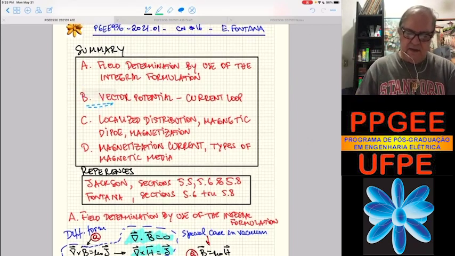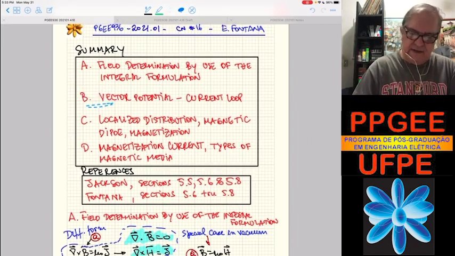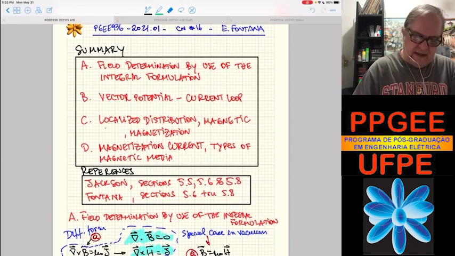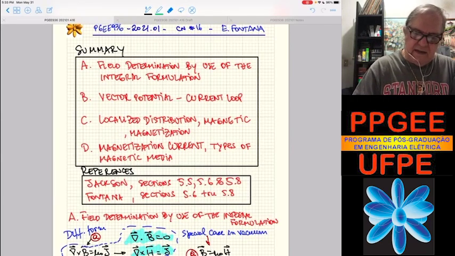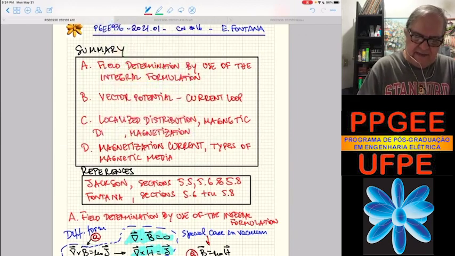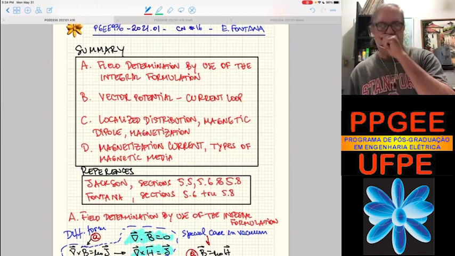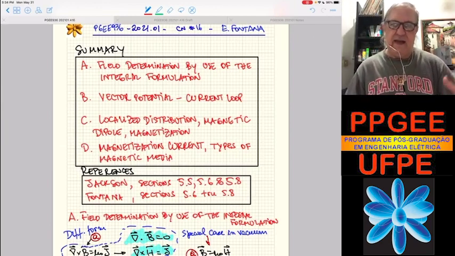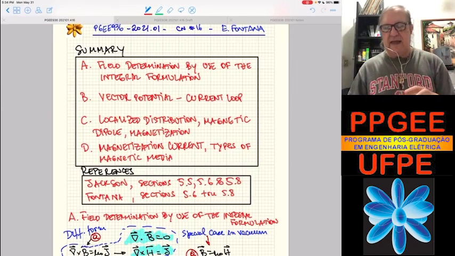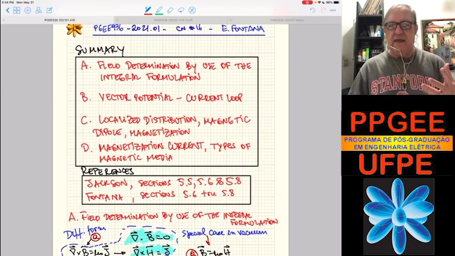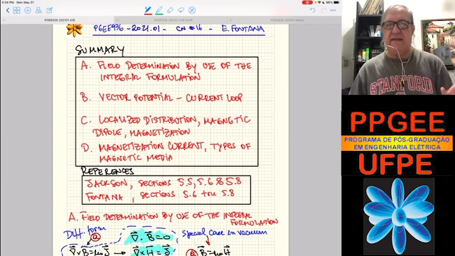Then we are going to analyze the behavior of localized distributions, magnetic dipole, and magnetization. We're going to talk about the magnetic dipole, which is the counterpart of the electric dipole in electrostatics. In magnetostatics, the lowest order contribution of material media to magnetic effects is the magnetic dipole.